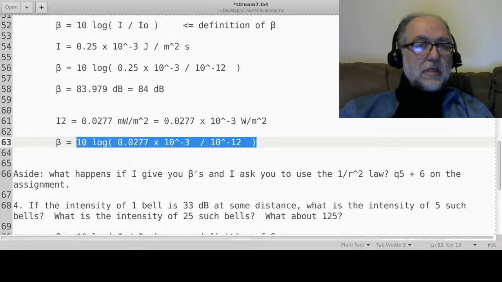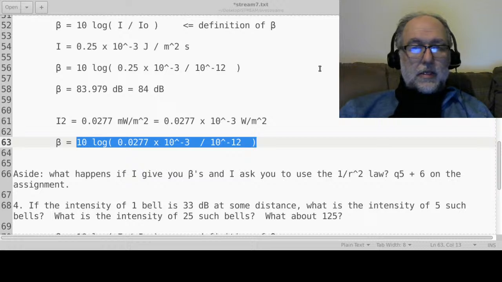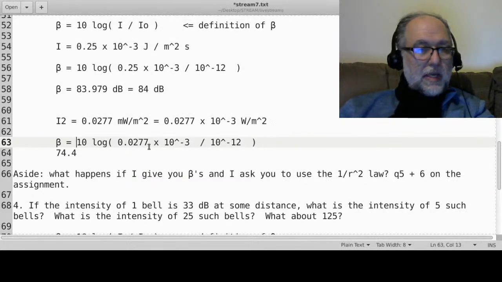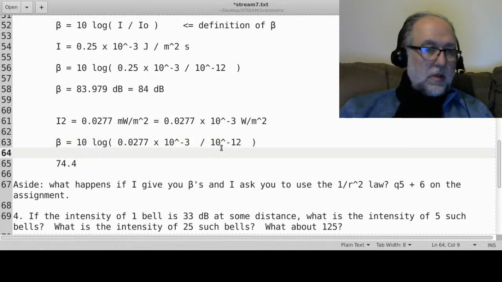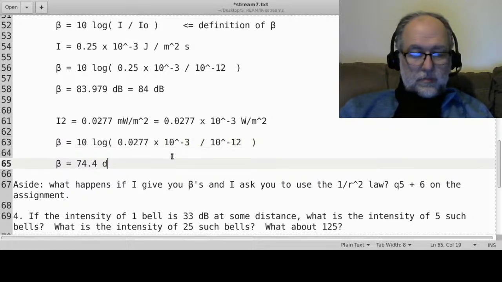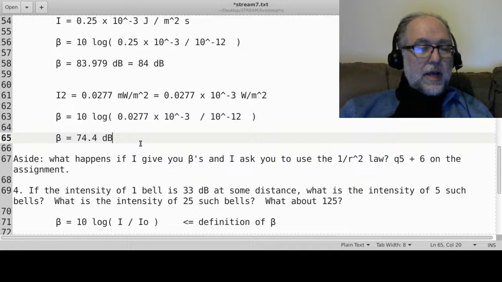And let me calculate this. What's this equal to? It's going to complain about a few pieces here. This one turns out to be equal to 74.4 decibels.